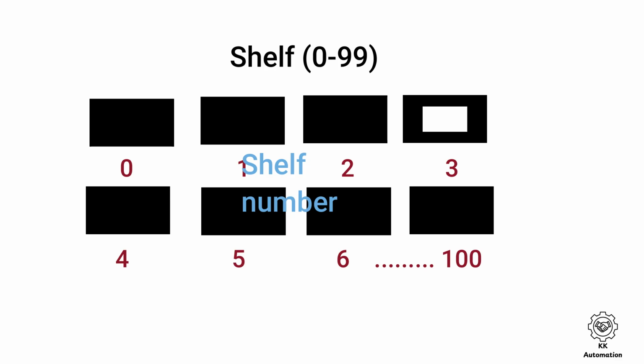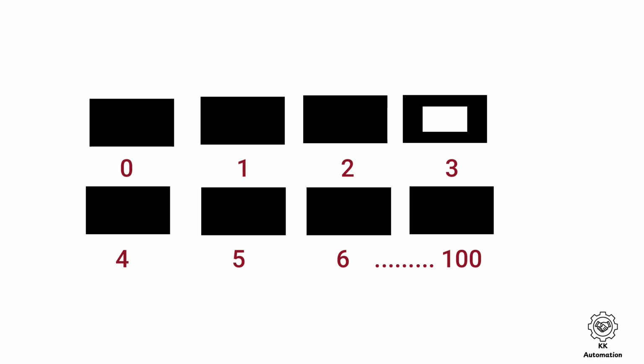For example, if shelves 0, 1, and 2 are empty, but shelf 3 is full, then shelf 3 is the first filled shelf. Our program should display the number 3 as output. Let me give you another example. If shelf 3 is empty, but shelf 4 and shelf 6 both have items, what should be displayed? The answer is 4, because it is the next filled shelf. Not all of them, just the next one.